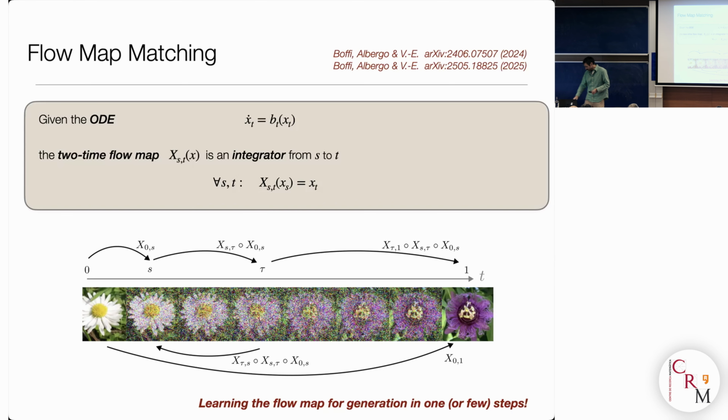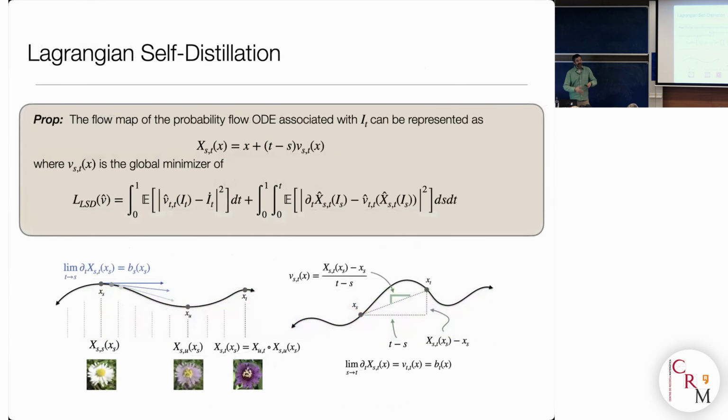Okay? What is remarkable is that you can also learn that map. This is the novelty with Nick and Michael again. First of all, because the map needs to have an identity property, so if s equals t, X_{s,t}(x) needs to be equal to x, you can always represent it in this way, right? And if you want to learn the map, you need to learn this two-time velocity.